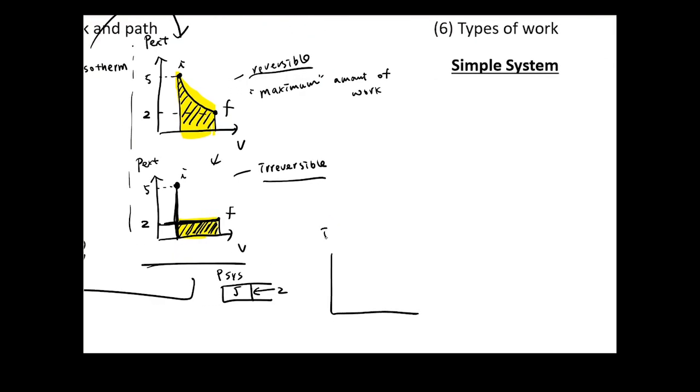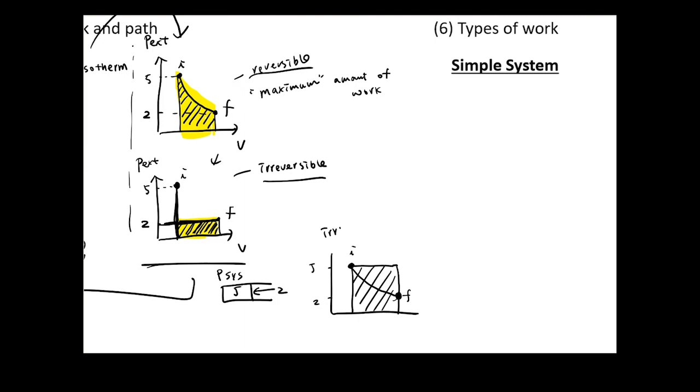So when you expand, the plot will look like this. Let's plot out the irreversible plot first. This is 5, this is 2. Your initial will be still 5, your final will be 2. But here you maintain 5 in the beginning, and then you go to your 2 in the end. So you go from your initial to your final state. Under this case, it's actually not the maximum amount of work. Instead, it will be the minimum amount of work.